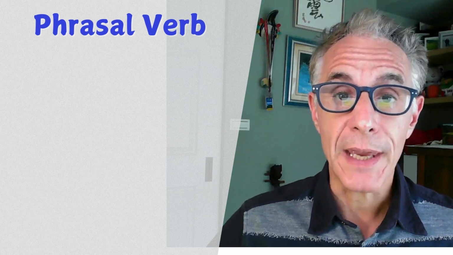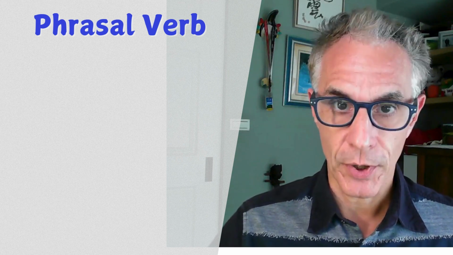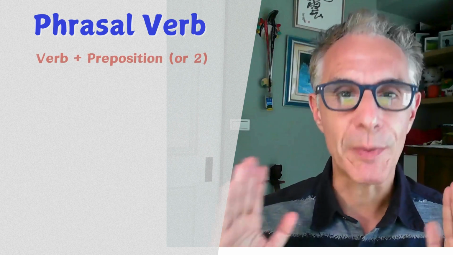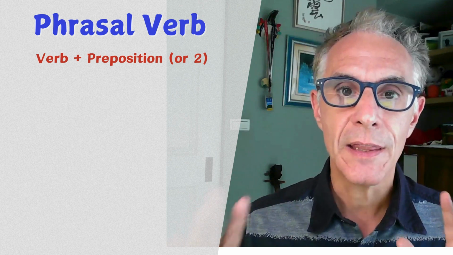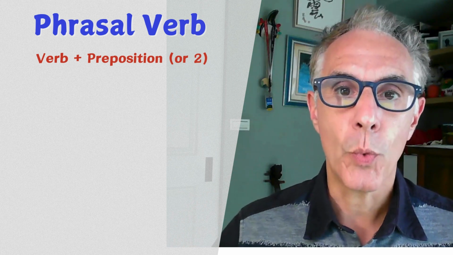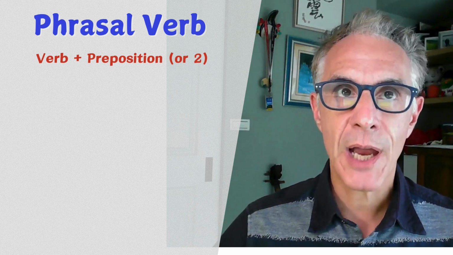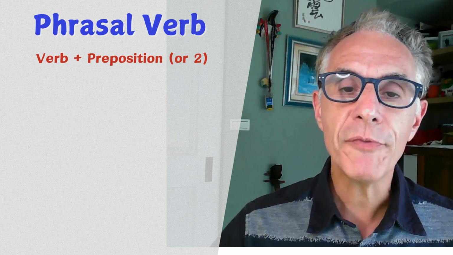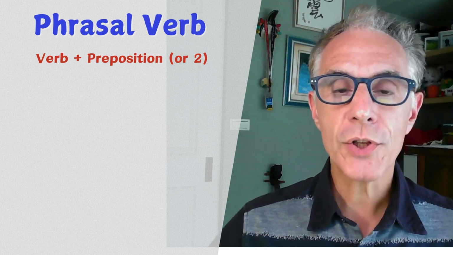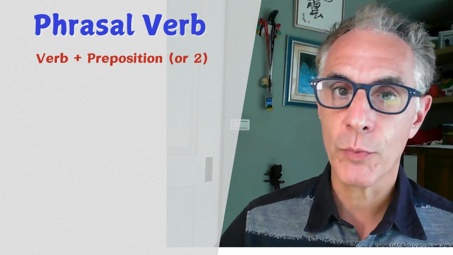So before I begin, remember that a phrasal verb is a verb plus a preposition after it, and it has a different meaning than each of the words that it uses. Now, sometimes there are 2 prepositions. It's a 3-word phrasal verb, but often it's 2. Also, phrasal verbs can be used in 3 ways.